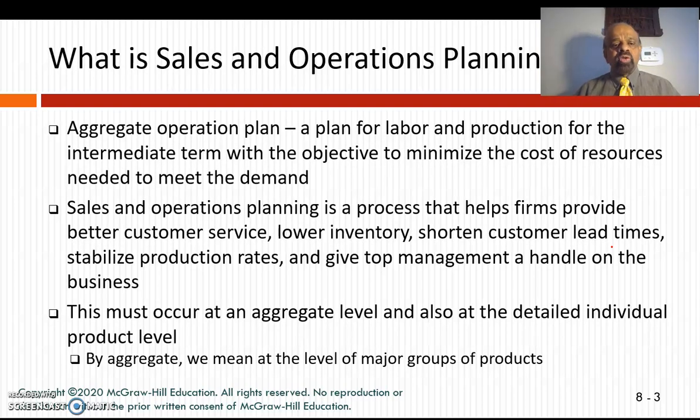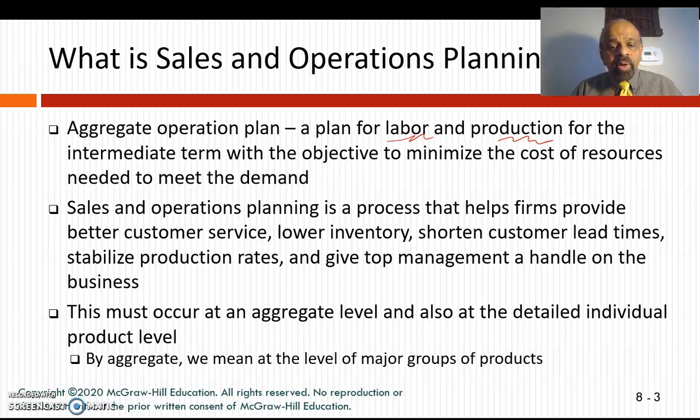Now let's talk about what an aggregate plan is. An operations plan has an aggregate operations plan. This aggregate operations plan is a plan for labor and production. The idea is to have multiple plans and find out which is the one with the lowest cost. That's the idea.